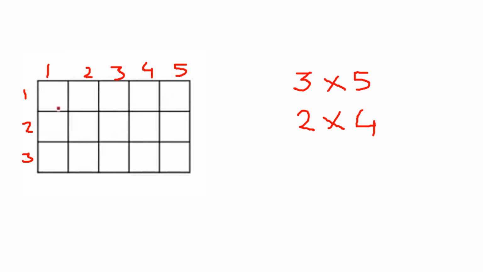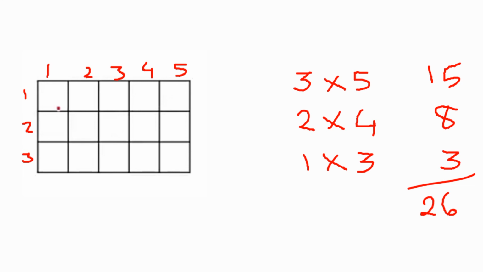Then again subtract 1 from this. 2 minus 1 you will get it as 1 and 4 minus 1, you will get it as 3. So we can stop this here as one of the numbers obtained is 1. Next step is to multiply these values. That is 3 into 5 is 15, 2 into 4 is 8, 1 into 3 is 3. Then add all these values. So 15 plus 8 is 23, 23 plus 3 is 26. So the total number of squares is 26.